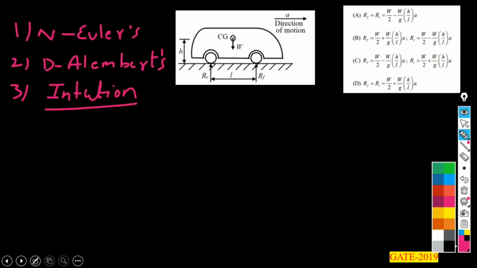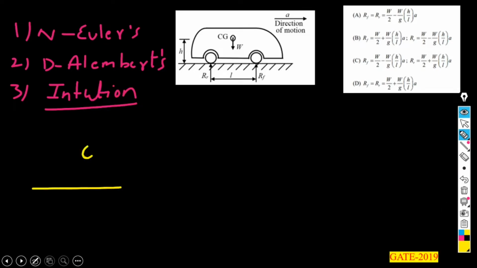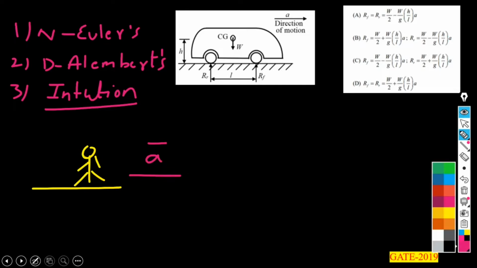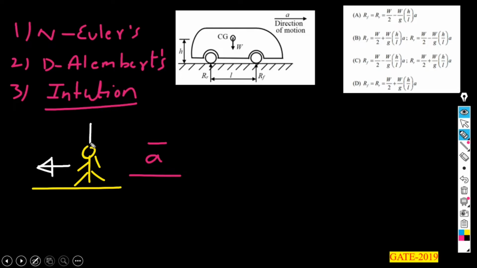Let's say you are sitting inside a car. Say the car started with uniform acceleration. The moment it starts with a uniform acceleration, without any apparent force, you feel like you are pushing in the backward direction because of inertia. Your inertia wants to stay at rest, the vehicle wants to move in the forward direction. That's the reason you feel like you are pushing in the backward direction.